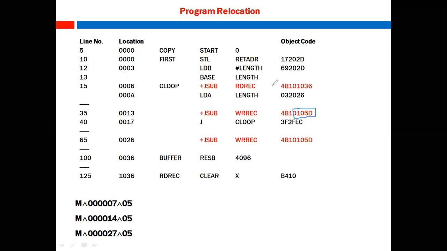Okay, so same way, even in the previous one we changed the 5 half bytes, correct? And again one more JSUB instruction we have. So there also it is 5 half bytes we are modifying. So what is the address here? 26. So that will be changed at 27. Okay, and then 5 half bytes we are changing. So this is what we call program relocation.